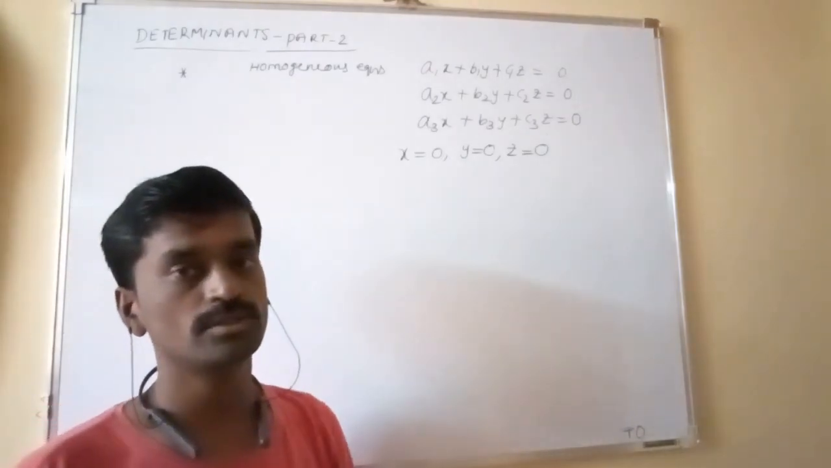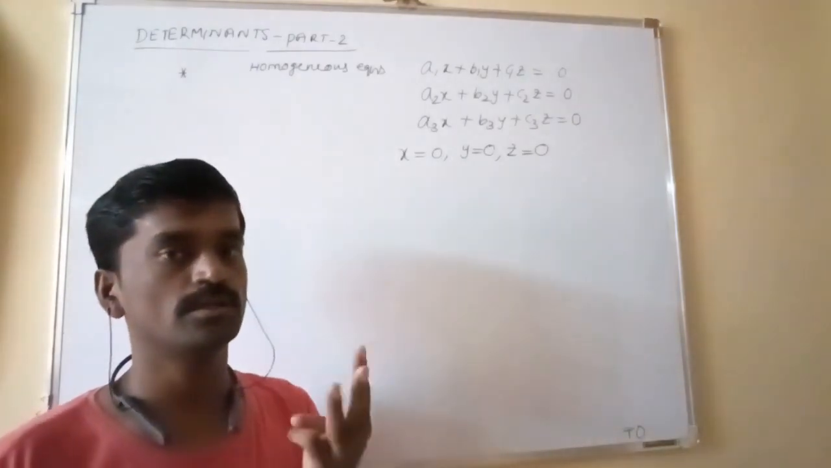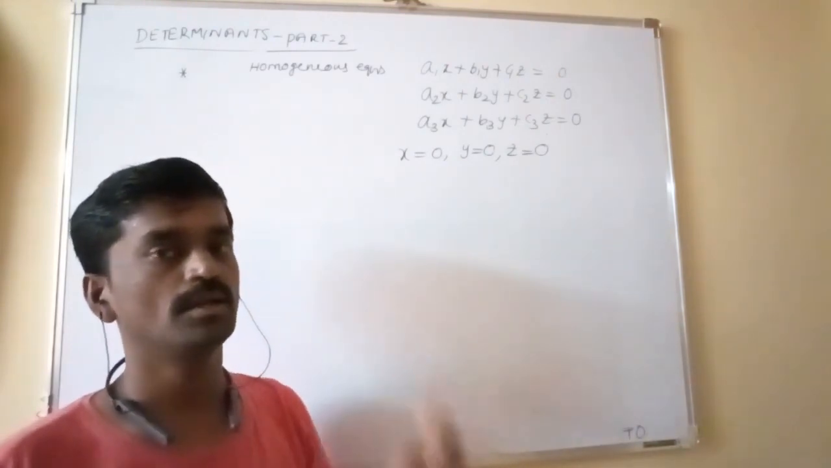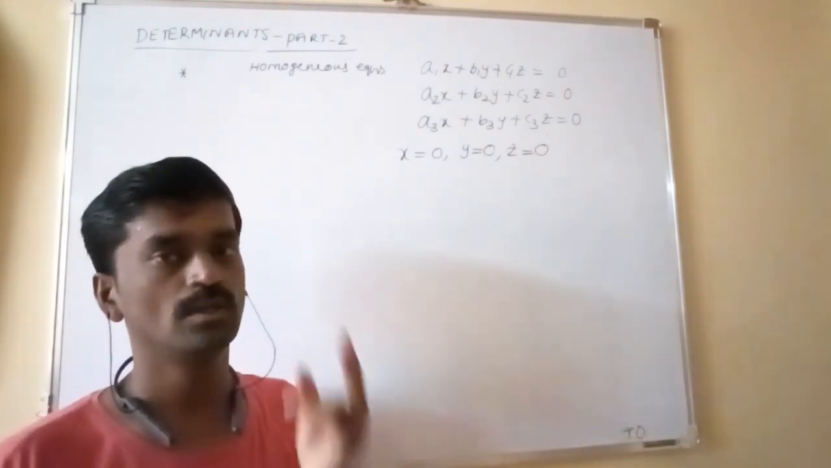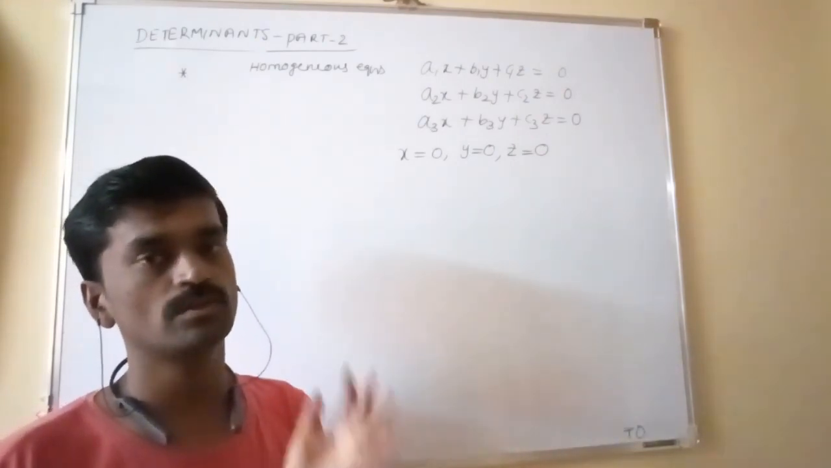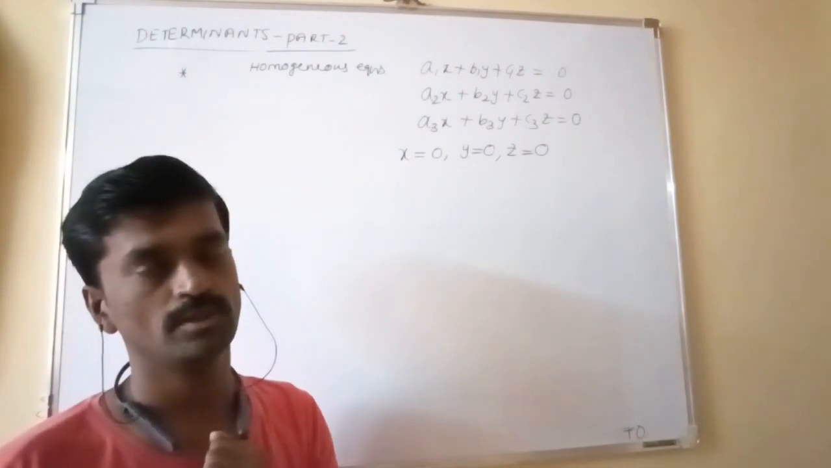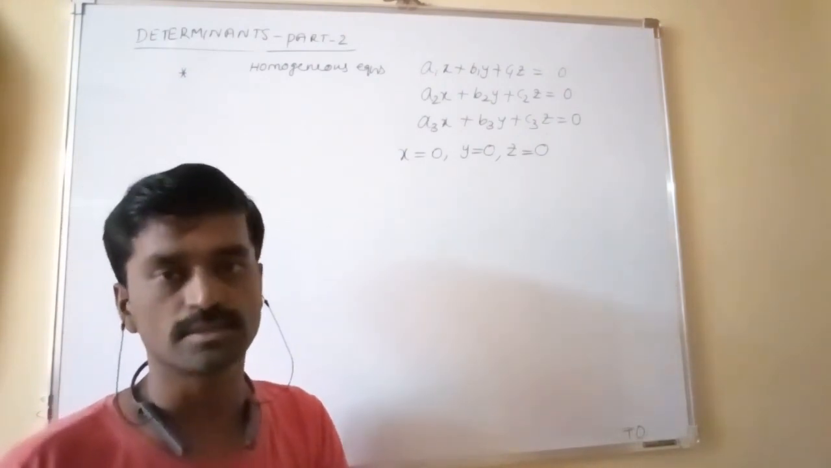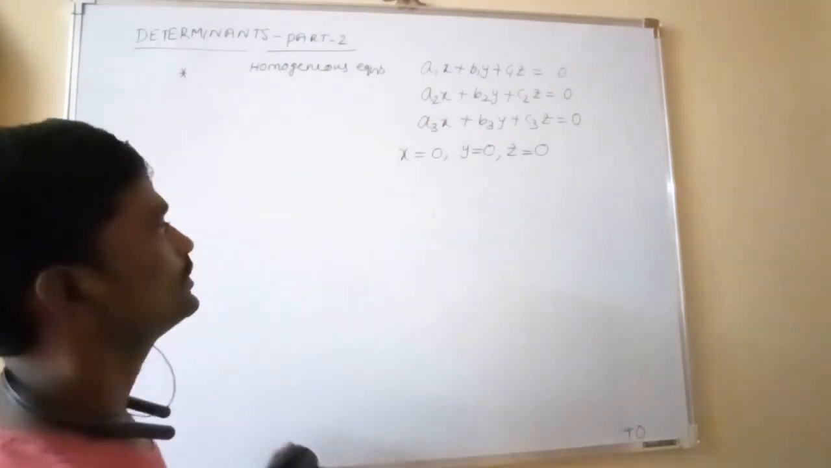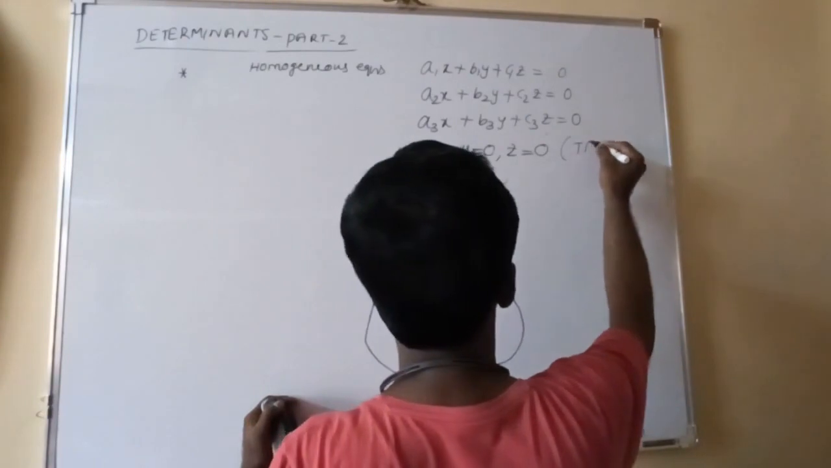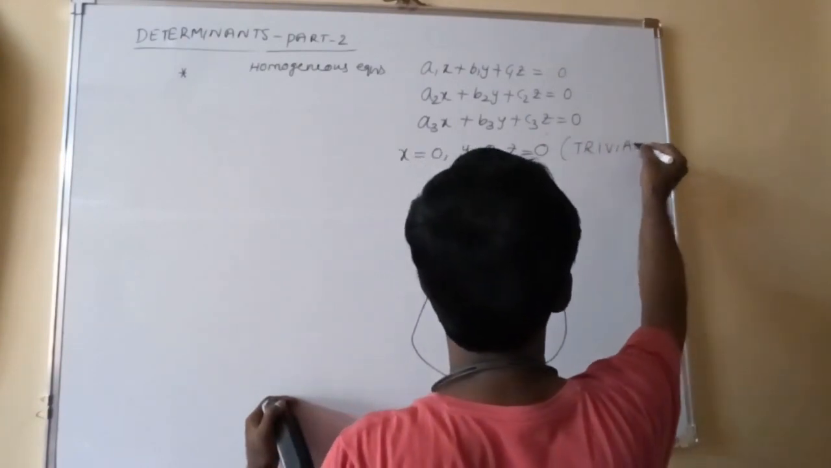In case of non-homogeneous, 3 cases: unique, infinite, no solution. But in case of homogeneous, only 2 cases, unique or infinite. So if it has a unique solution or infinitely many solutions, in both cases the system is what? Consistent. Okay. So this x value 0, y value 0, z value 0, this solution is also called the trivial solution.